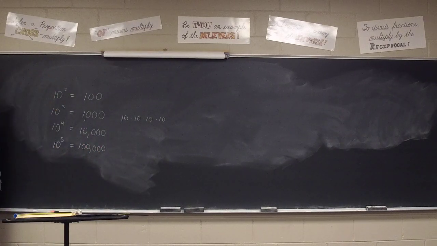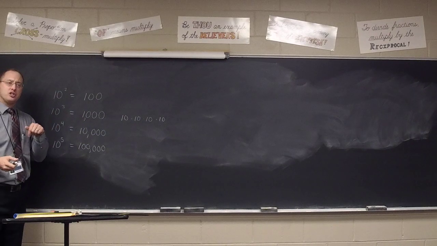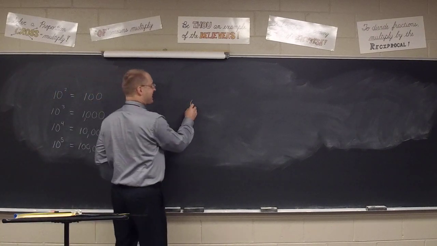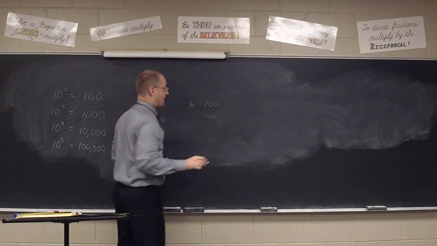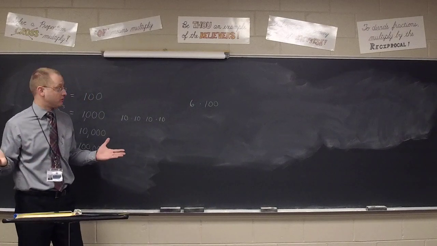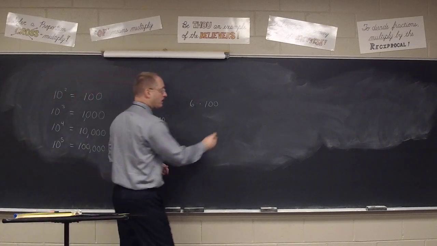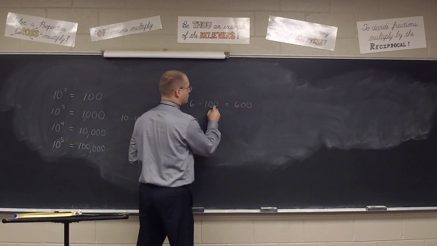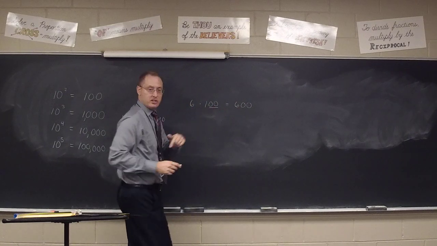100,000. Does it make sense what the different powers of 10 would be? Basically, whatever the power is, that's how many zeros there are. But now imagine this. What if I multiplied 6 times 100? That is to say, if I had 6 $100 bills. Class? $600. Basically, just stick the 2 zeros on the back of the 6.